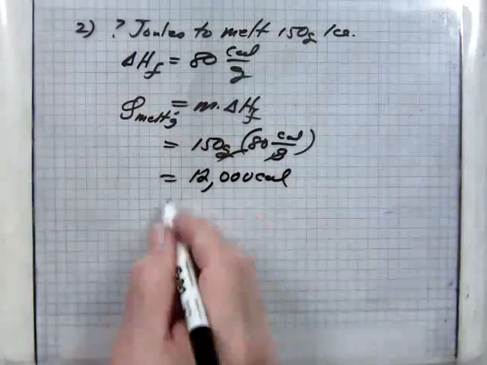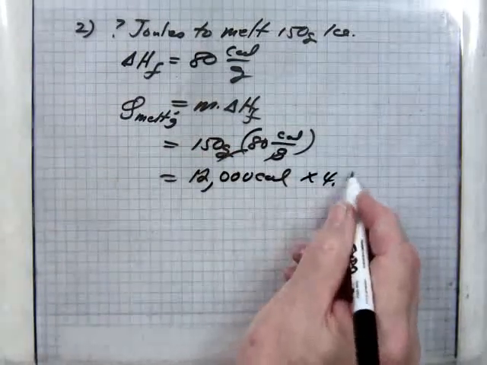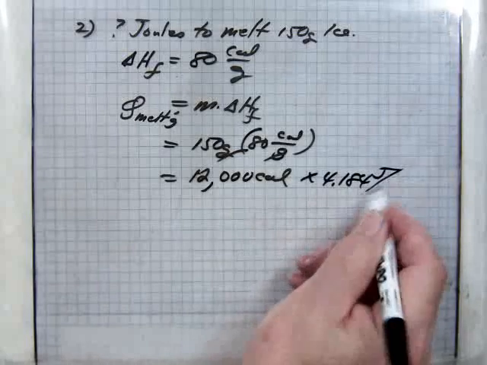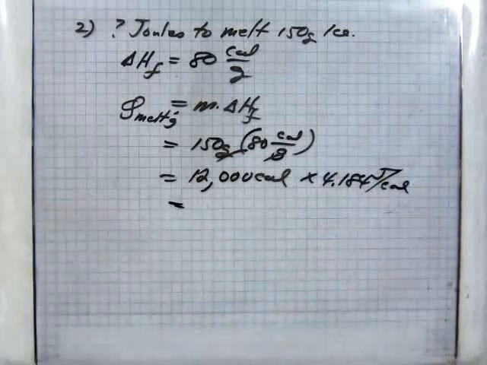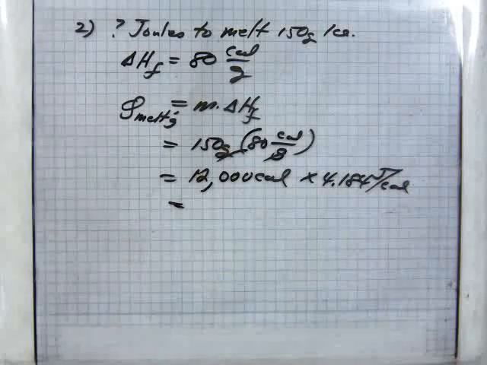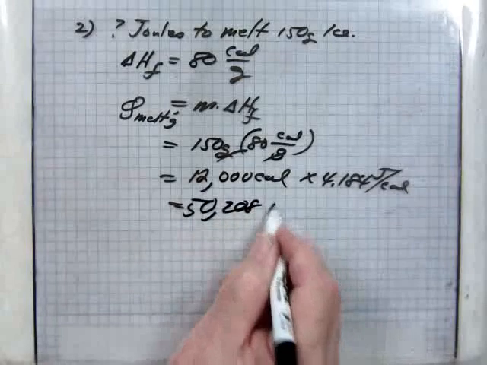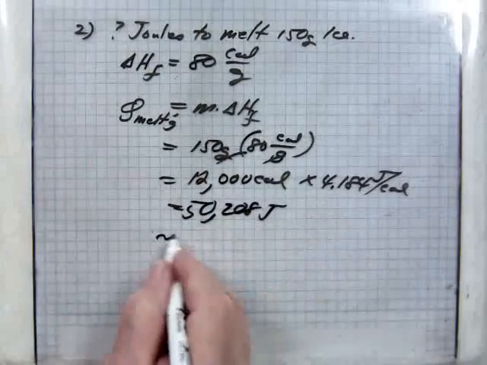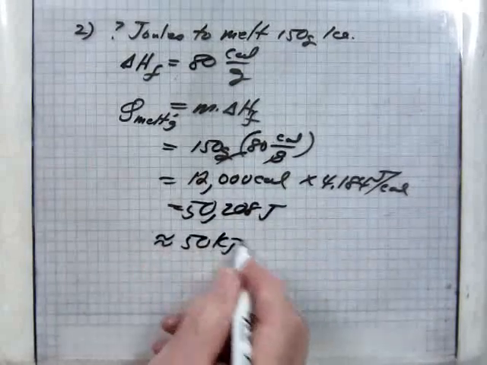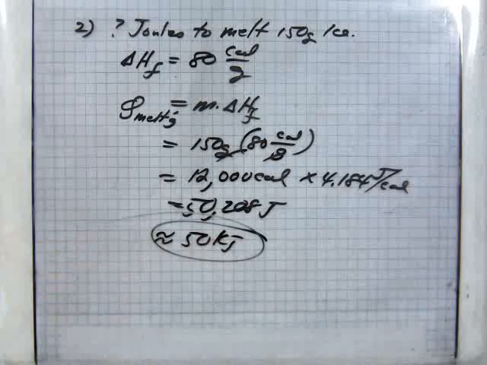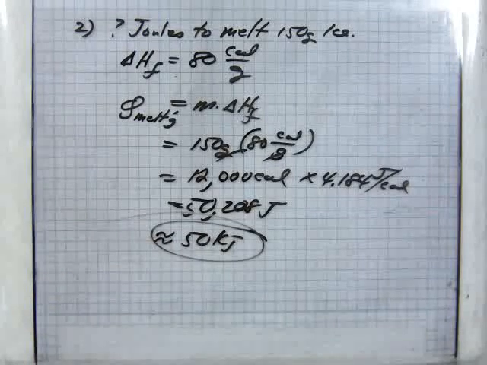And then if we go to joules, 4.184 joules per calorie. And that's 50,208 joules, or 50 kilojoules. And round it off. So it's just a matter of identifying the process, what's changing, and which equation to use.